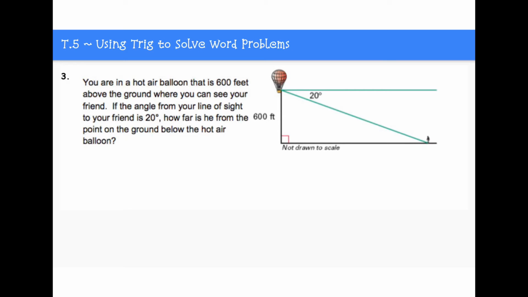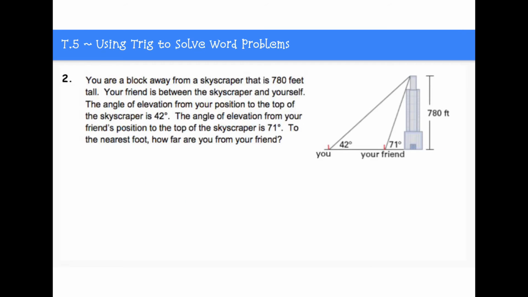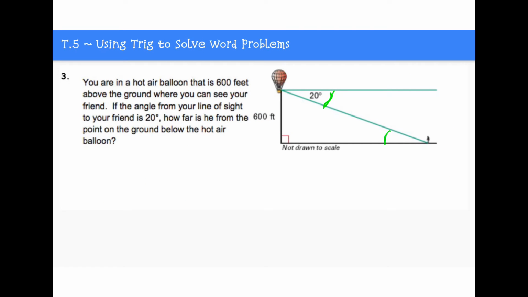Now this angle right here is not part of a triangle, so it's actually not going to help us solve the problem, but remember the fact that we learned a couple slides ago, that the angle of depression is congruent or is the same as the angle of elevation. So we can take a look at this problem and we know that this angle is also 20 degrees. Now that is part of the triangle and that can help us out to solve this.